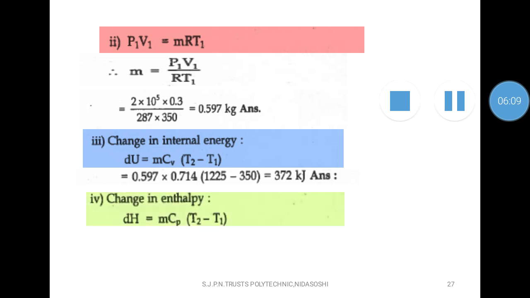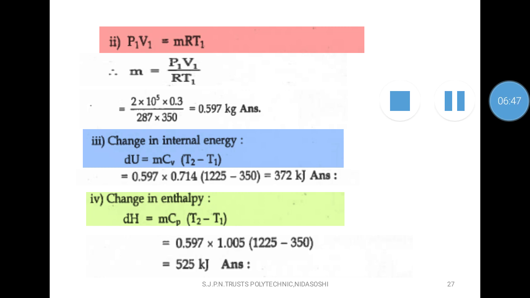Next, fourth one, we have to find out change in enthalpy. So change in enthalpy is given by dH is equal to m Cp (T2 minus T1). Here we know the m value, that is 0.597, Cp we have assumed in the problem, T2 we calculated in the first step, that is 1225, and T1 is 350 Kelvin, given data. So after filling all values, m is equal to 0.597 into 1.005, inside the bracket T2 1225 minus T1 350. After solving this, we will get 525 kilojoule. So this is the required answer.